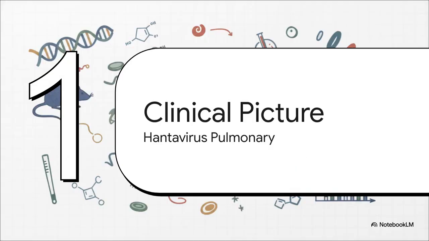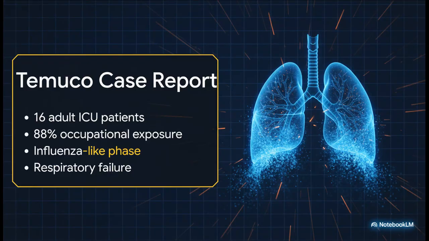Moving on to Section 1, the clinical picture, specifically Hantavirus Pulmonary Syndrome. So Andes Orthohantavirus is the primary driver of Hantavirus Pulmonary Syndrome, or HPS, which is a remarkably severe respiratory disease. A really landmark case report from an ICU in Temuco, Chile, perfectly outlines this rapid clinical deterioration. In a cohort of 16 adult patients, mostly agricultural workers, the illness started with a deceptively simple flu-like phase. But then, within just 1 to 7 days, these patients completely crashed into sudden respiratory insufficiency, severe hypoxemia, and hemodynamic instability as fluid literally flooded their lungs.